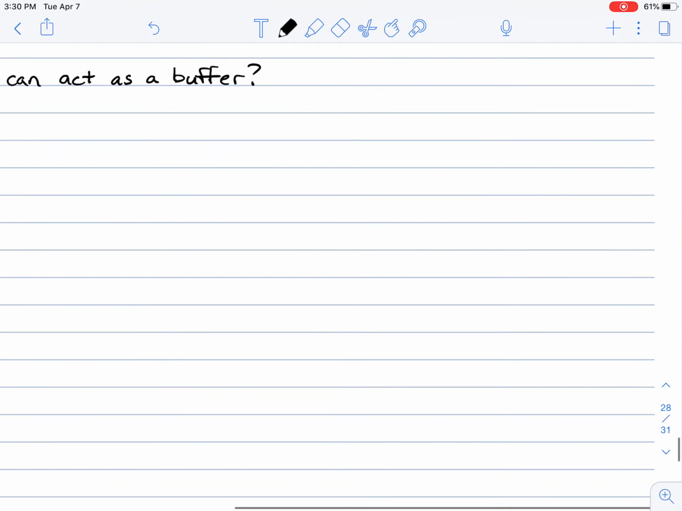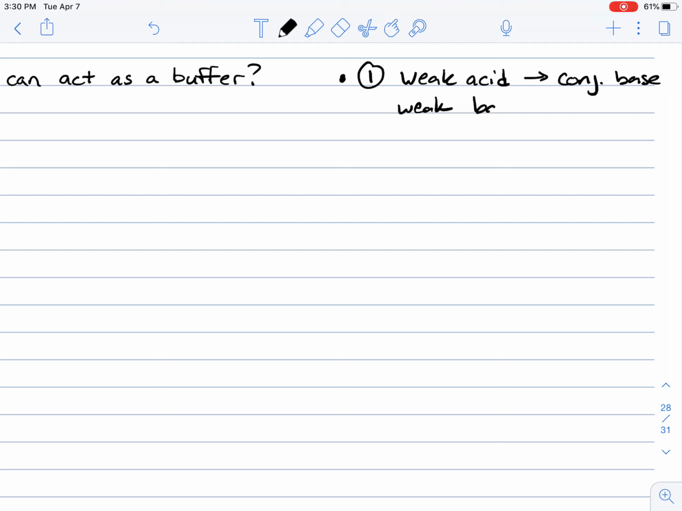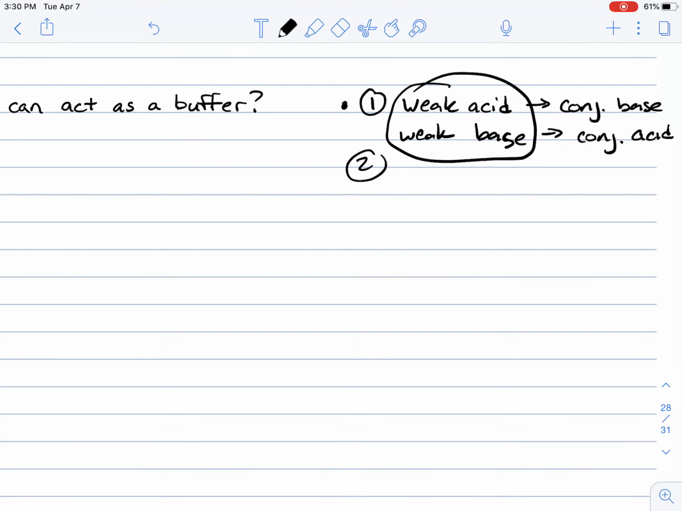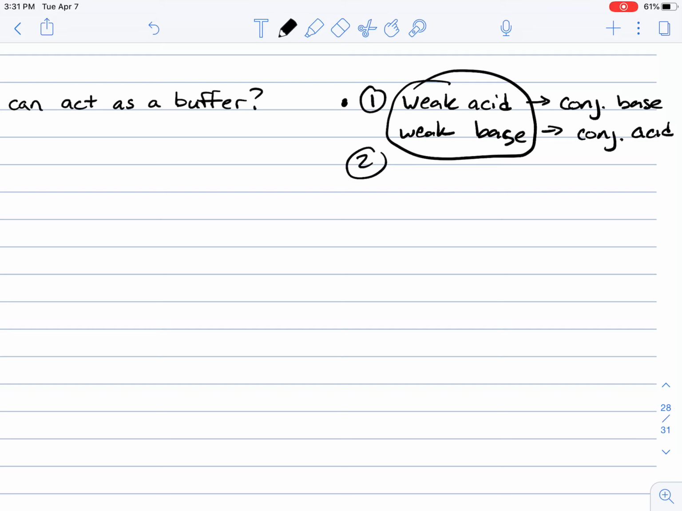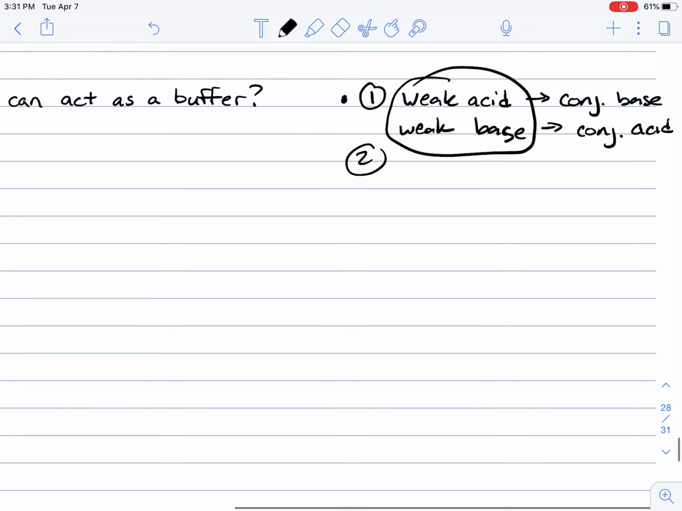And so I'm just going to put off to the side some notes that we can utilize, some guidelines. And so 1, they must be a weak acid and its conjugate base, or it must be a weak base and its conjugate acid. So long story short, we need to confirm whether or not they're weak acids or weak bases. And if we confirmed that they are weak acids, weak bases, then the next thing that we're going to ask ourselves is, are they conjugates of each other?